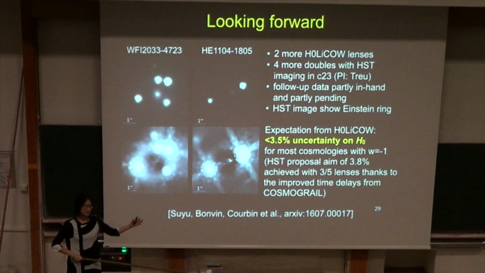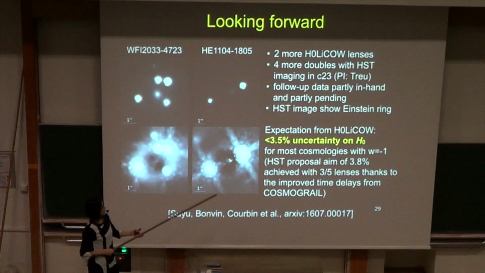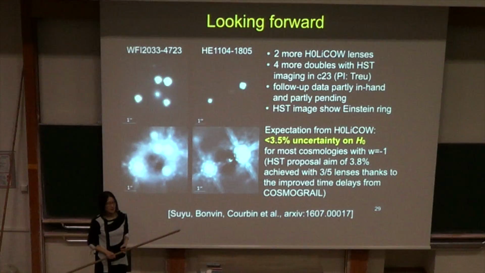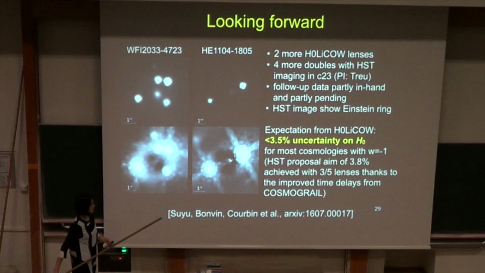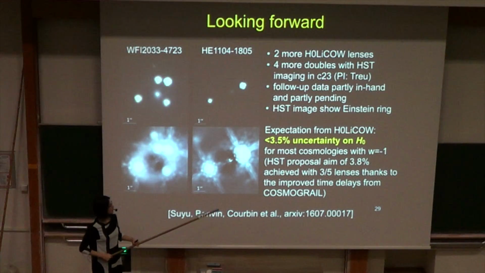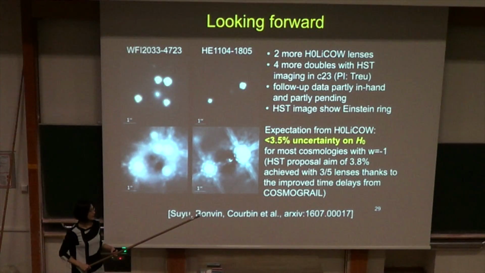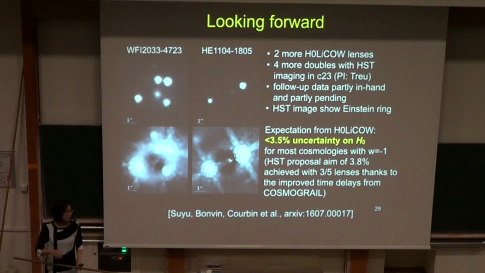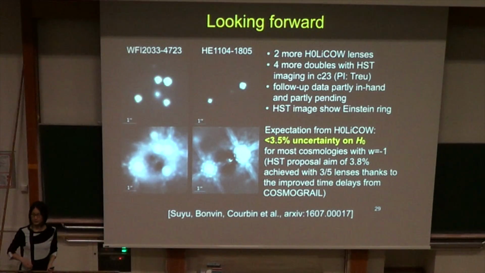This is for the wide field imaging, velocity dispersion of the lens, spectroscopy of the field. So the expectation from Holy Cow after we analyze these 2 is that we will get uncertainty better than 3.5% on H0 for most cosmologies, with w of -1. So our initial HST proposal, when we started this program, we actually aimed at 3.8% from the whole sample. But we actually achieved this with just 3 of the 5 lenses. And this is really thanks to the great efforts of Holy Cow, the great efforts of COSMOGRAIL that has been monitoring these quasars for over a decade and with their improved time delay measurements.